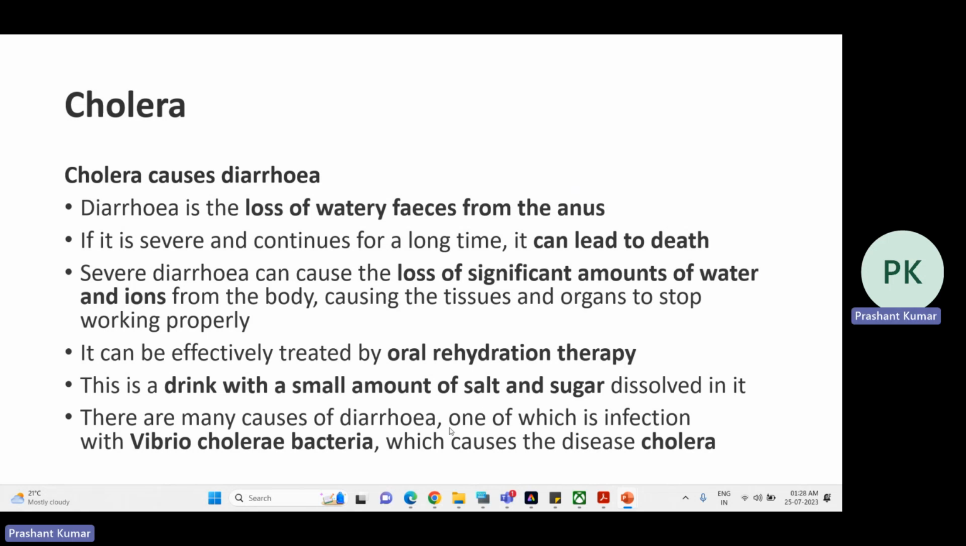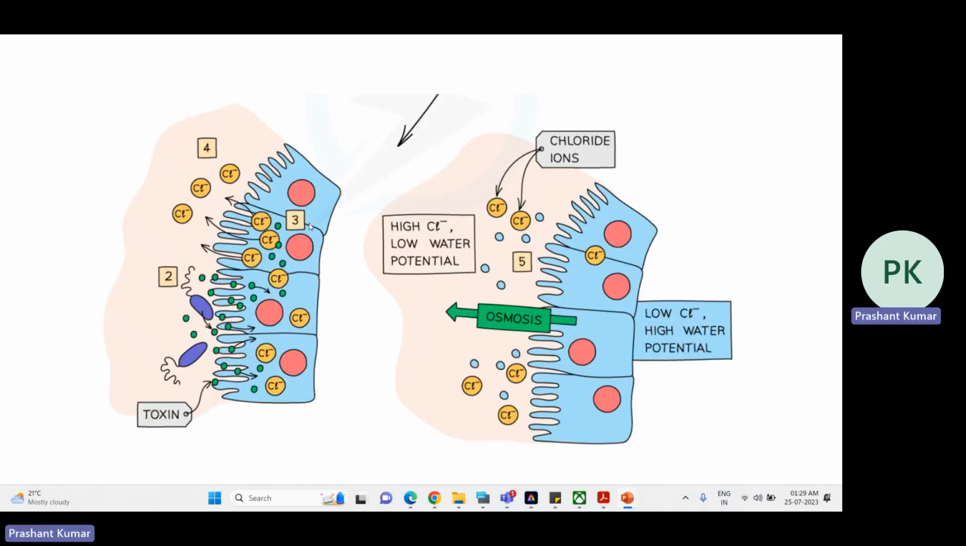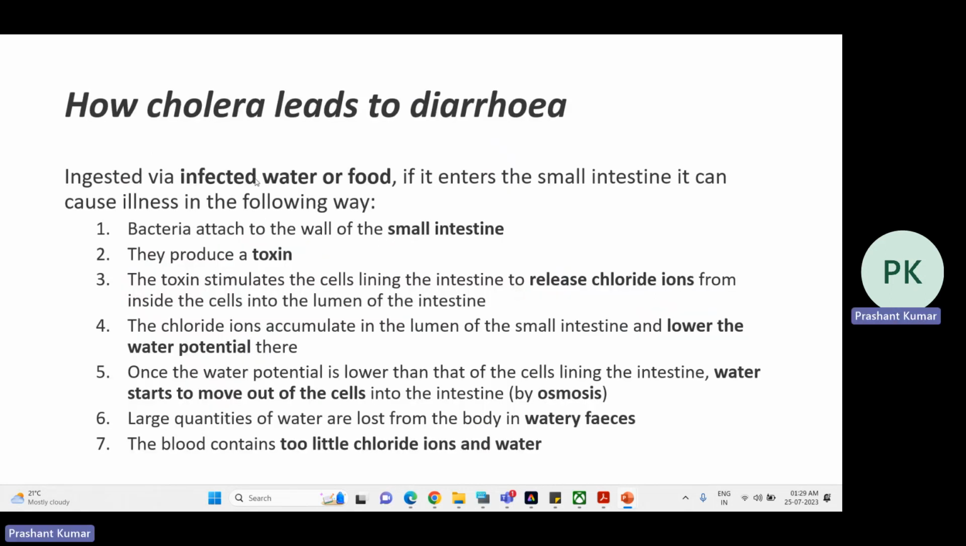There are many causes of diarrhea, one of which is infection by Vibrio cholerae bacteria, which causes the disease cholera. These cholera bacteria are present in the small intestine, and we know that the small intestine is a site for water absorption. When the toxins are released, chloride ions come out. So high chloride ion concentration outside means low water potential, and we know that water goes from high to low water potential. High is in the cell, low is in the lumen. So water will come out and it will lead to diarrhea.